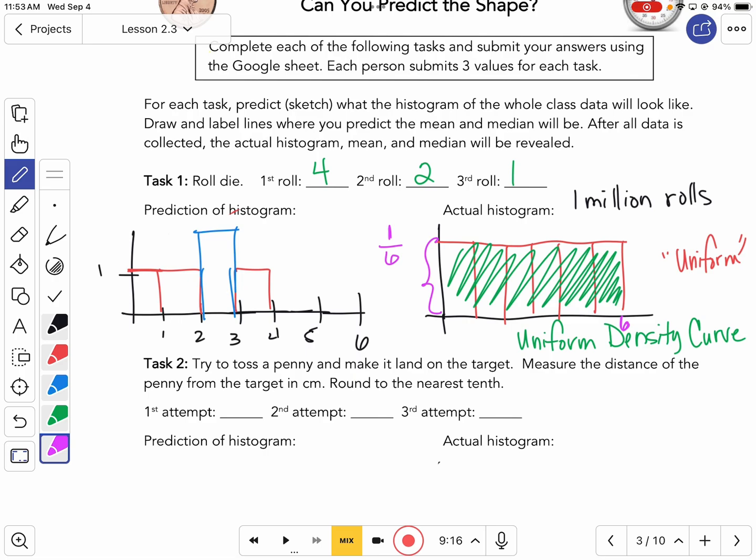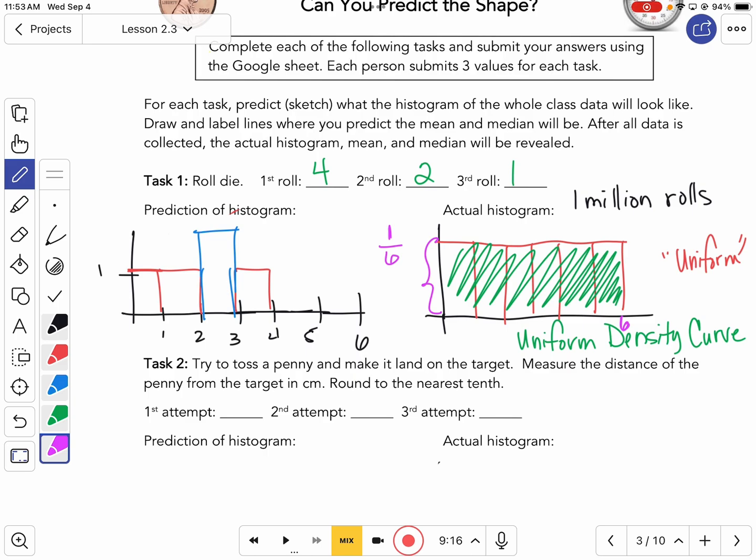Okay, all right, so that's important. When we're talking about a uniform density curve, if I have 6 options on the bottom, my height's 1/6. If I have 15, my height is 1/15. So it always matches. It's the fraction of the total that we have.